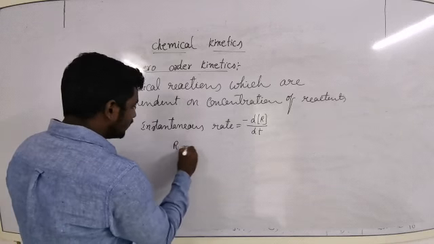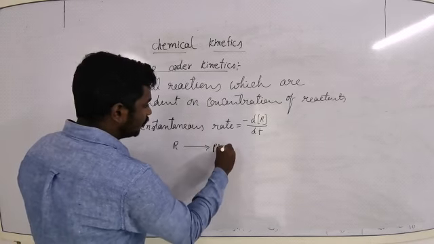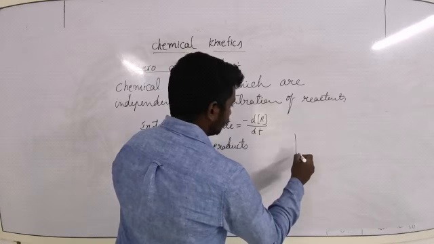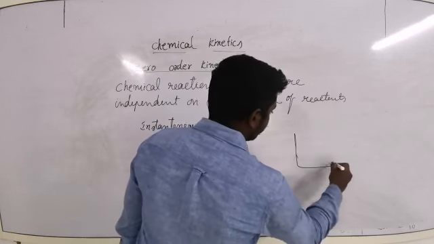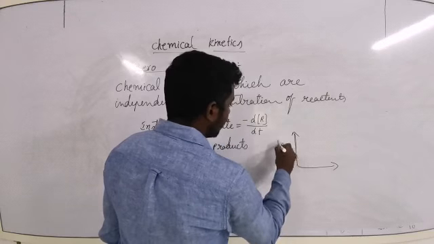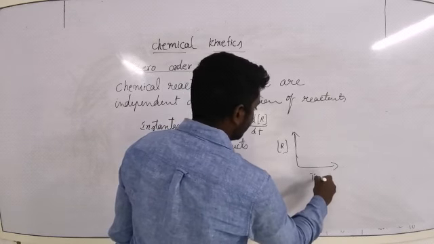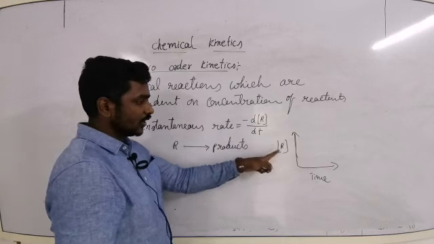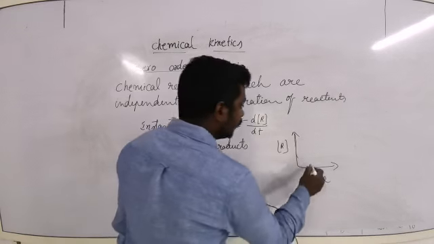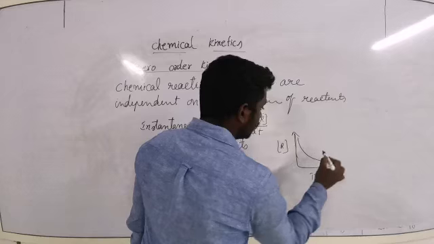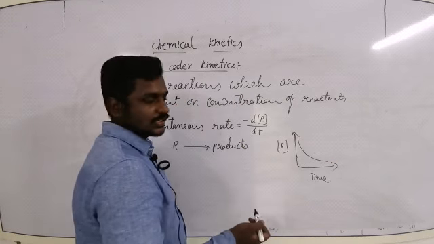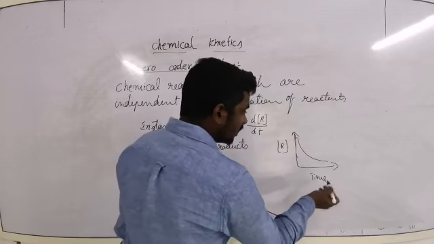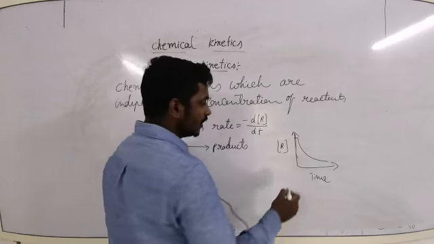So consider R is the reactant that is getting converted into products. Consider this reaction. When you plot a graph between concentration of reactant on the y-axis and time t on the x-axis, with increase in time, concentration of reactant will decrease. So the initial concentration of reactant will be maximum, and with increase in time, it will be decreasing.